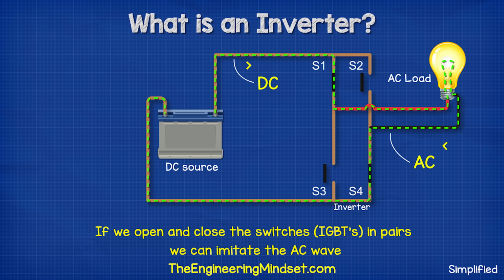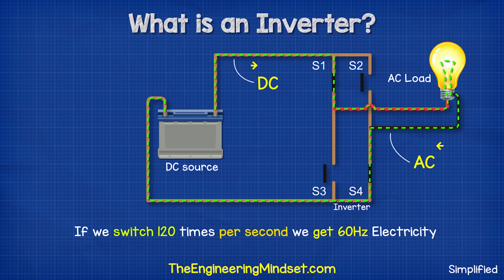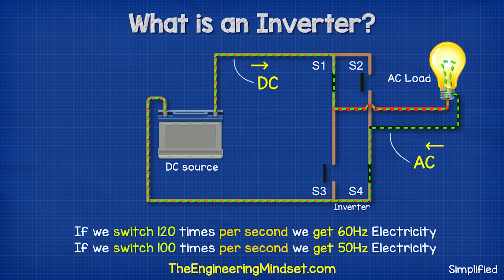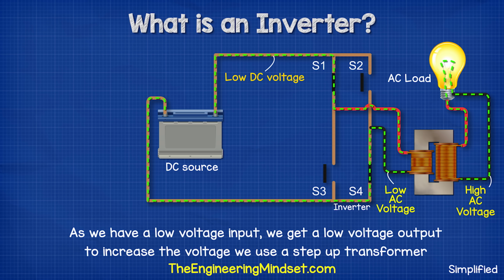So we can use the controller to automatically do this again and again and again. If we did that 120 times per second, then we would get 60 Hz electricity. And if we did that 100 times per second, then we would get 50 Hz electricity. As we have a low voltage input, we're going to get a low voltage output. To reach the 120 volts or 230 volts required to power our appliances, we will also need a transformer to step up the voltage to a useful level.